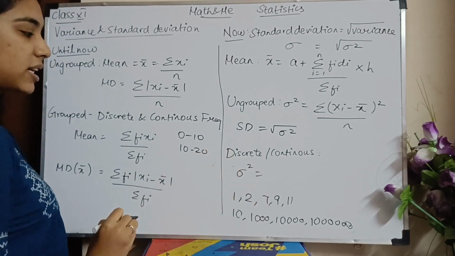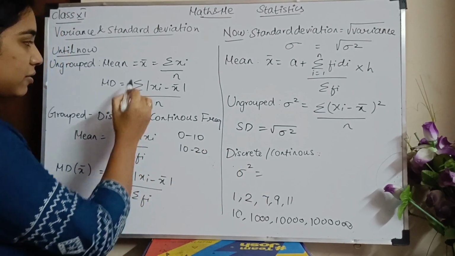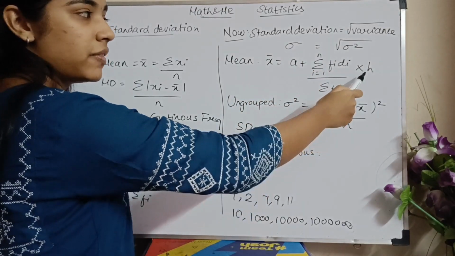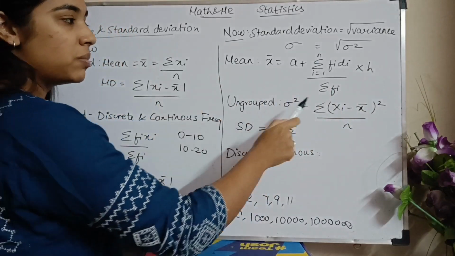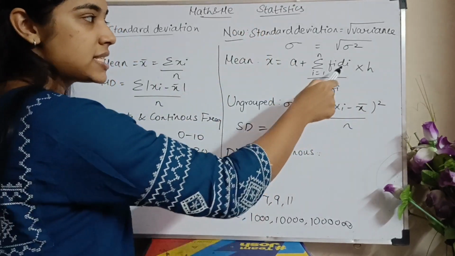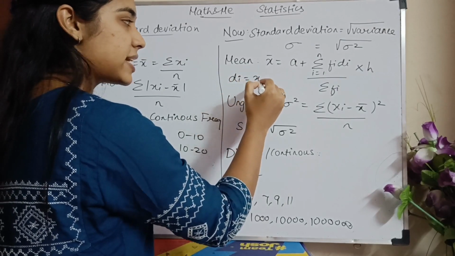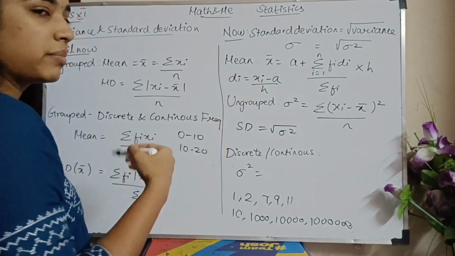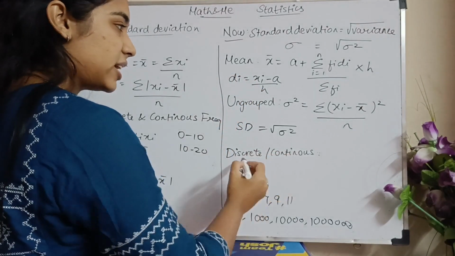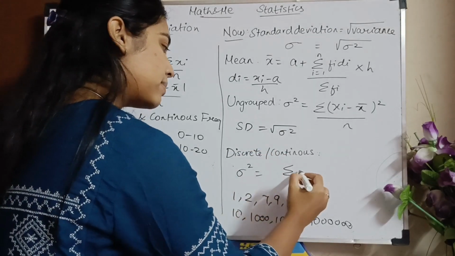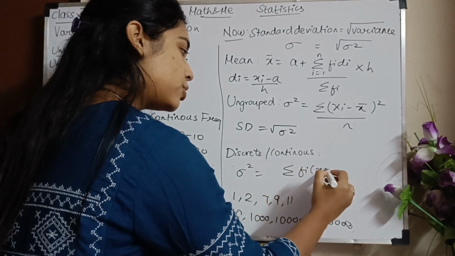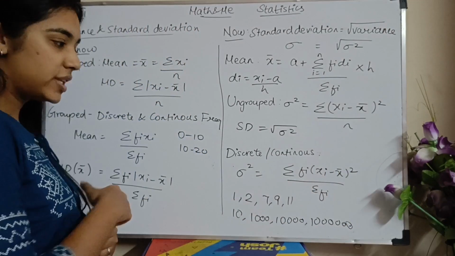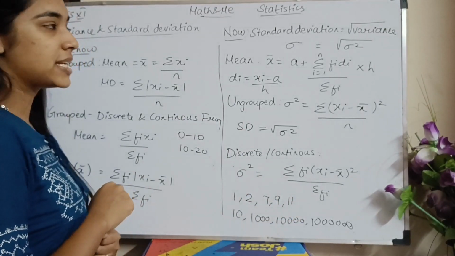Okay, similarly, for discrete and continuous, you'll again have the same formula. The mean formula does not change. You also have another formula here. X bar is A plus sigma fi di divided by sigma fi into h, where h is your range. A is the assumed mean. Sigma fi is the sum of all your frequencies. Di is nothing but xi minus your assumed mean divided by h. You remember this? This is the shortcut to find the mean. So, this is what we use. Sigma square for discrete and continuous will be the same formula, which will be sigma fi times, instead of the absolute value, you will have the square, divided by sigma fi. Okay? So, these are all your new formulas which we will be using to solve examples and exercise questions henceforth.